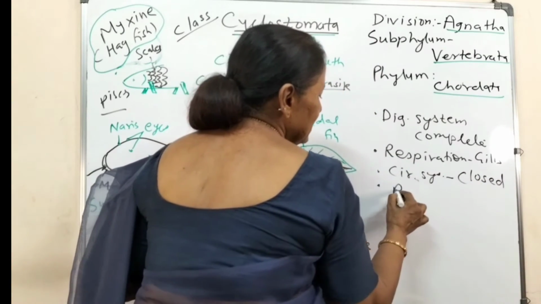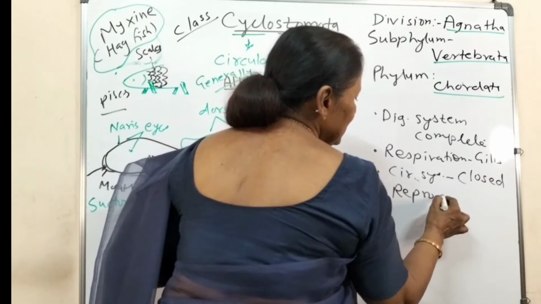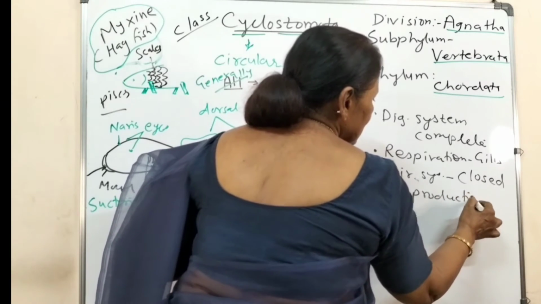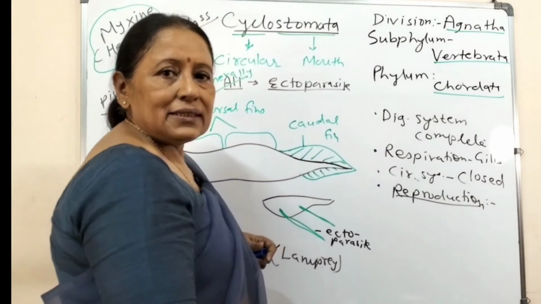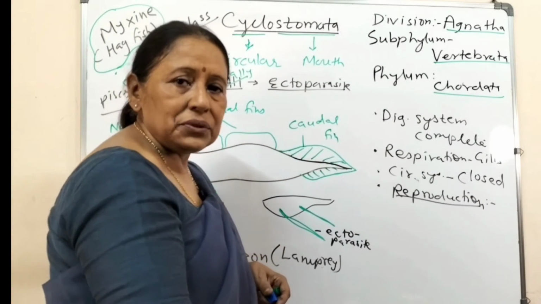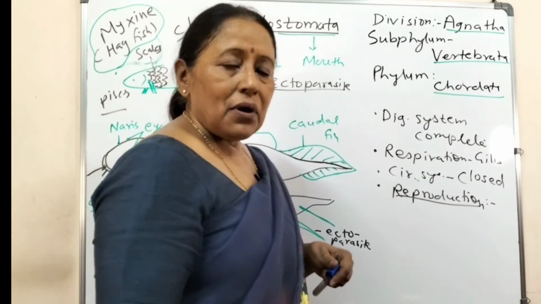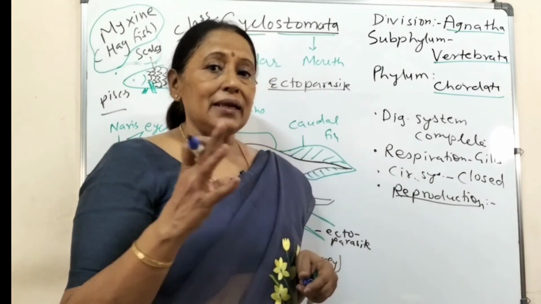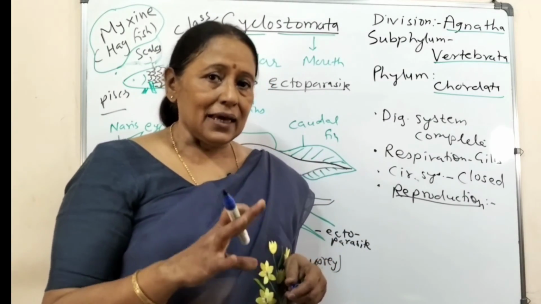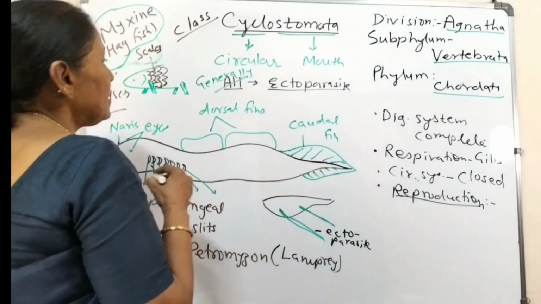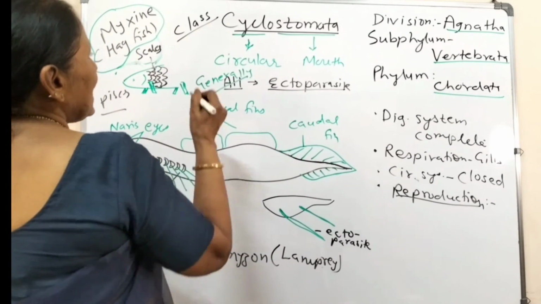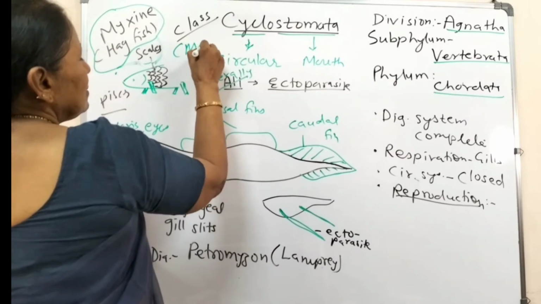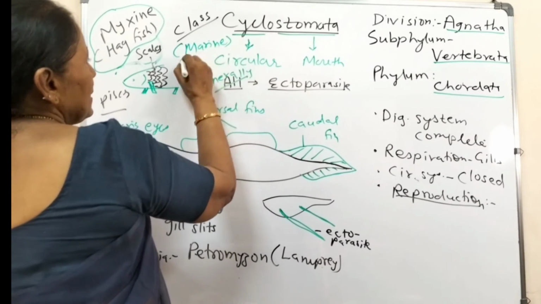When we see their reproduction, there is something very peculiar about their reproduction. They are dioecious. Dioecious means they are unisexual. All these cyclostomes, they are marine in habitat. They are all marine. Let me write it somewhere that these cyclostomes are all marine in their habitat.